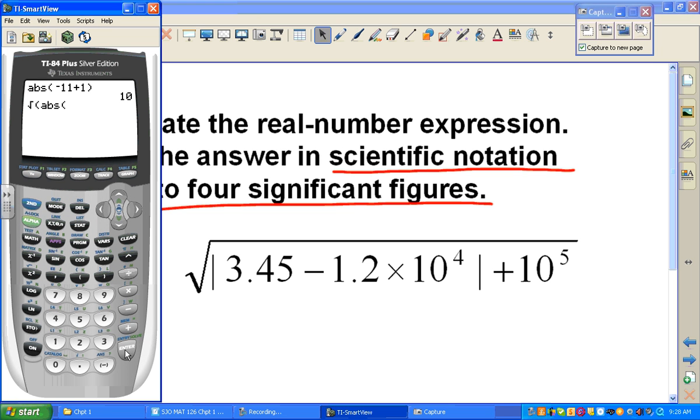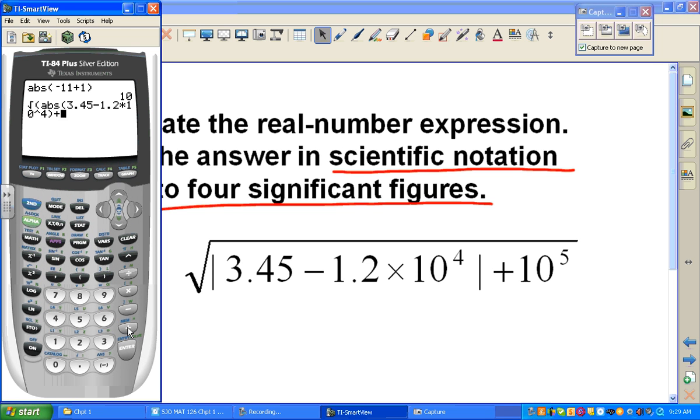Okay? So I take 3.45 minus 1.2 times 10 caret 4. Notice I use the caret button on the right side to raise it to a power. And now I'm going to close the absolute value with a right-hand parenthesis that's in the middle of the calculator. Those parentheses are in the middle of the calculator because they are crucial to the success of calculating on this calculator. Okay, they're crucial.